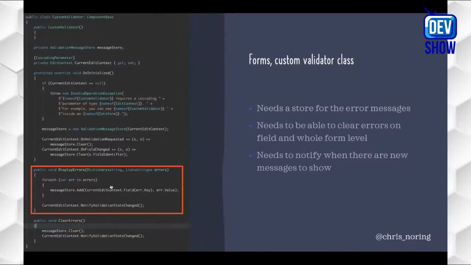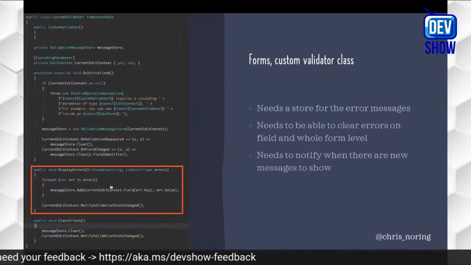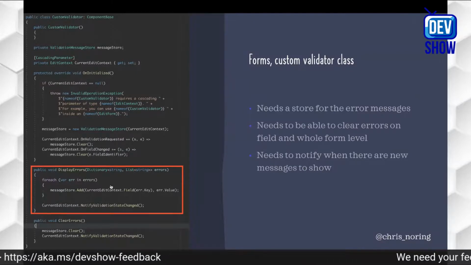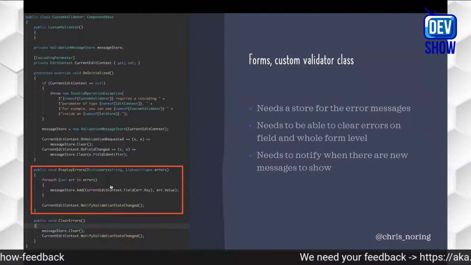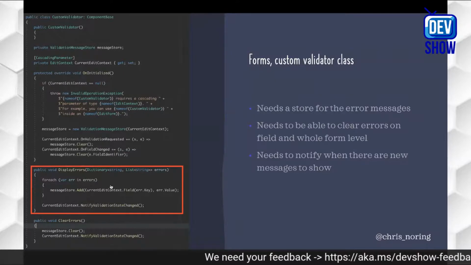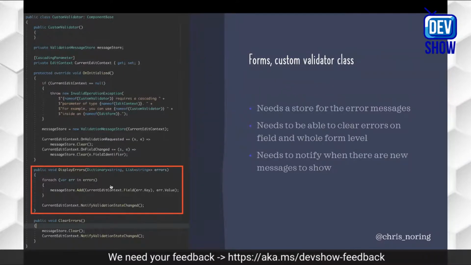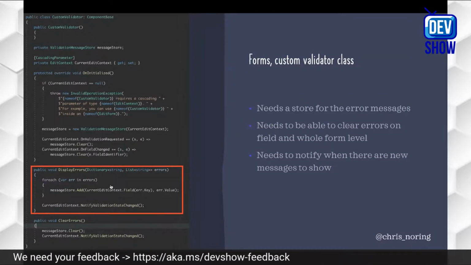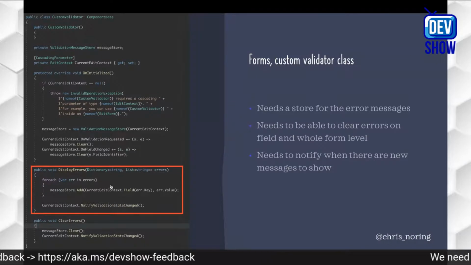And then we have a method called display errors. Display errors, the only thing it does is add messages to the store. And here we're adding a specific field and we're adding a value. And the value is the error message. So this method will be invoked. I will soon show you how.